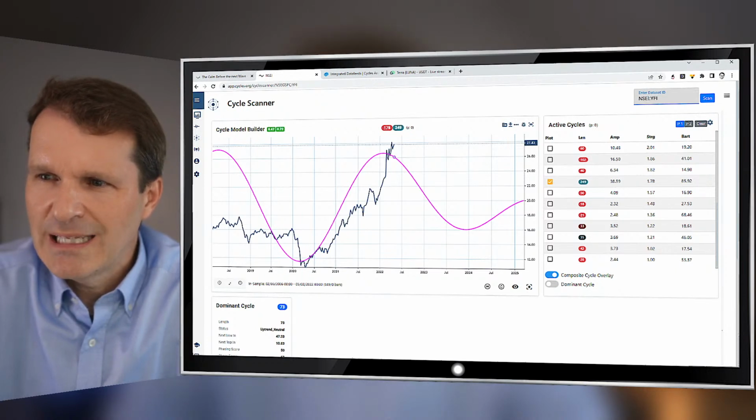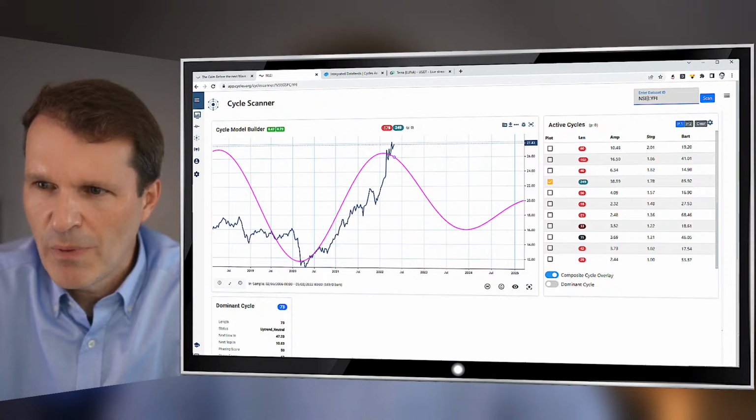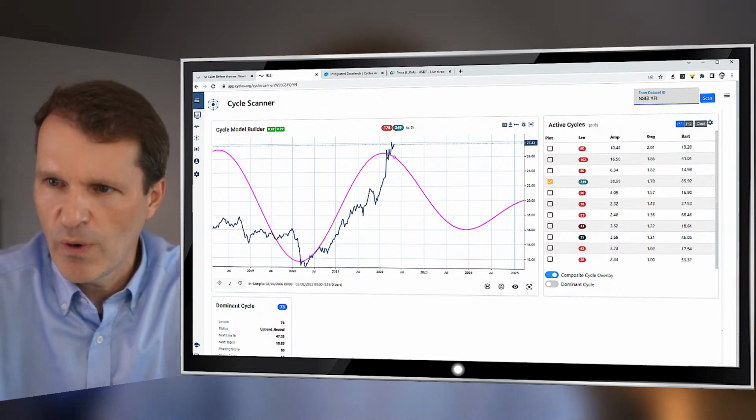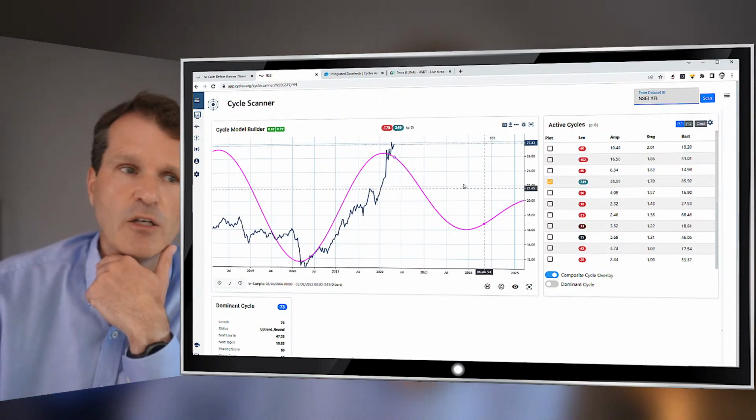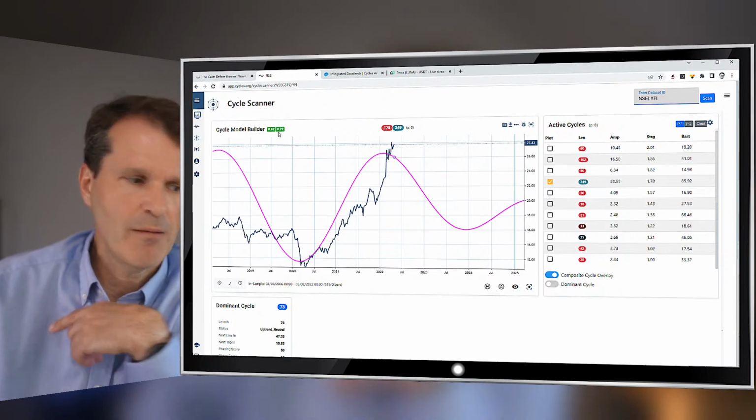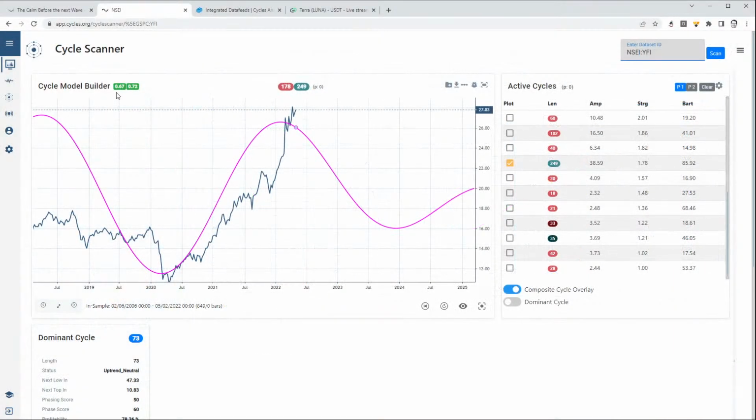Dale, Lars, would you please explain again the difference between the composite correlation in sample and the composite correlation visible range, and how to best use it? Okay, thanks for your question, Dale, because that's also important. Your question is related to these two numbers here in the upper left corner of the cycle model builder. I think we have the commodities fund, which is a long-term weekly perspective, and the left-hand correlation.